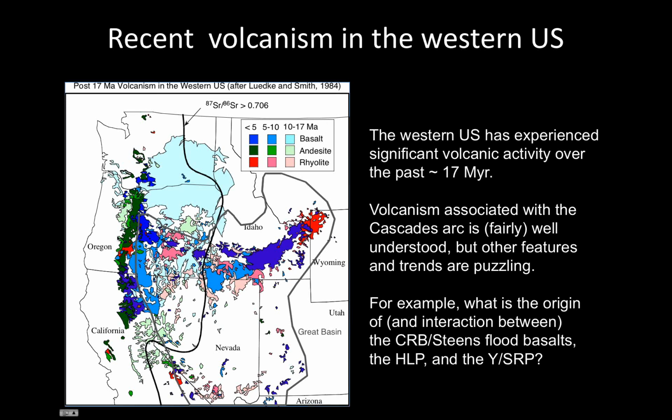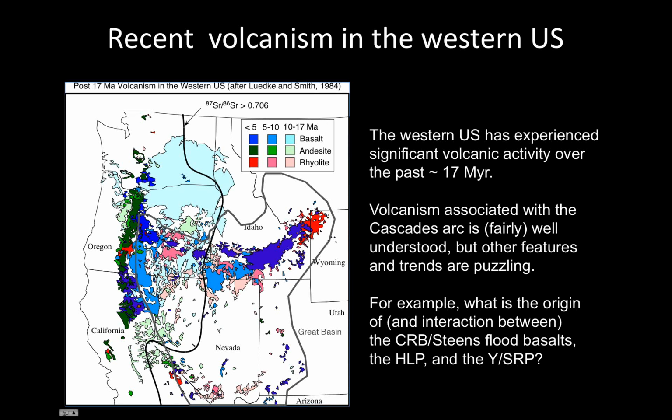Some features of this map are fairly well understood. Of course, we see the Cascades volcanic chain here. It's pretty well understood as being a result of Juan de Fuca's subduction beneath North America. And then there are a lot of features that are a little less well understood, but very prominent on this map. So first of all, you can see the large area of Columbia River and Steens basalt that began erupting around 17 million years ago.